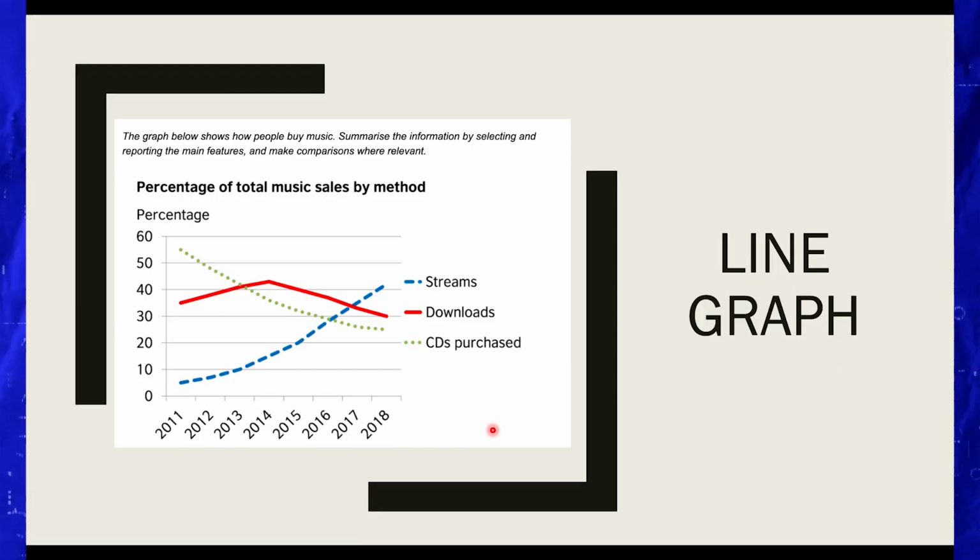Okay, and now let's move on to how to write an overview. First of all, we're going to look at how to write an overview for a line graph. So, this line graph shows the percentage of music sales by method between 2011 and 2018. And we can see that there are 3 ways to purchase music: through CDs, downloads, and streams.